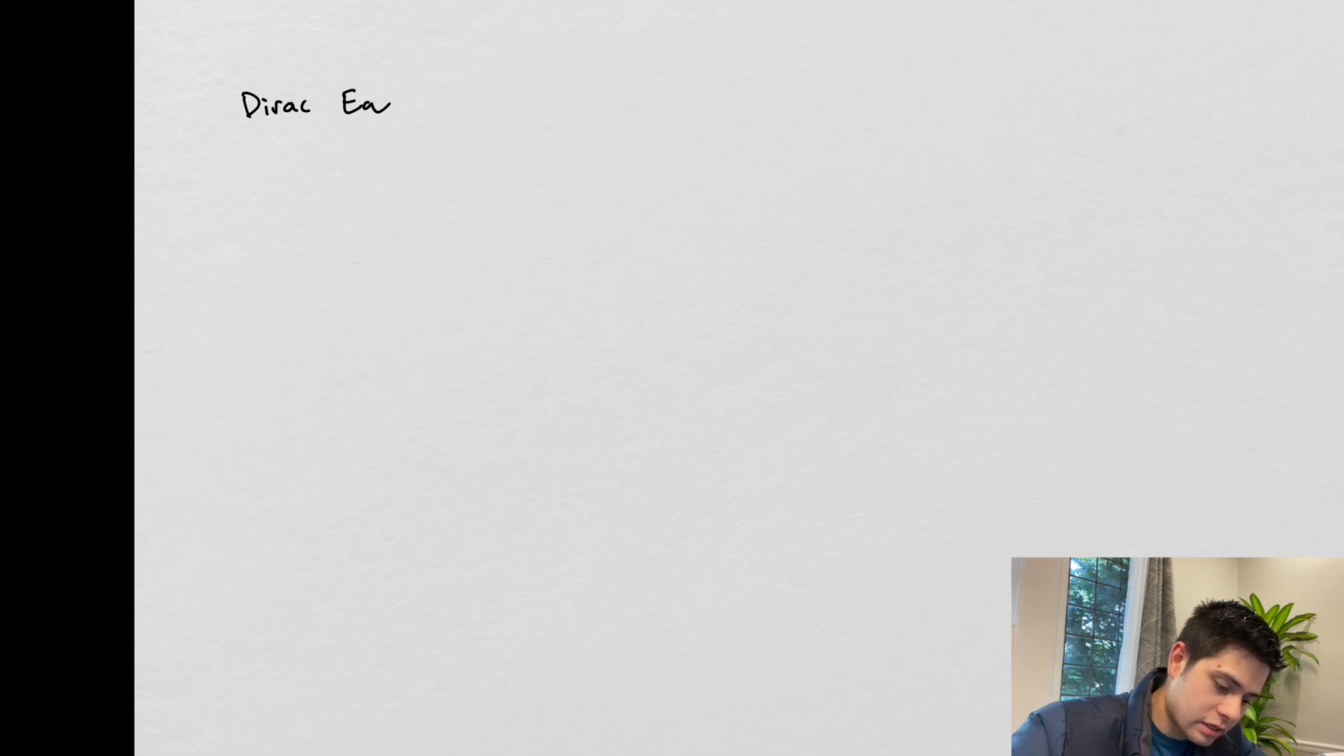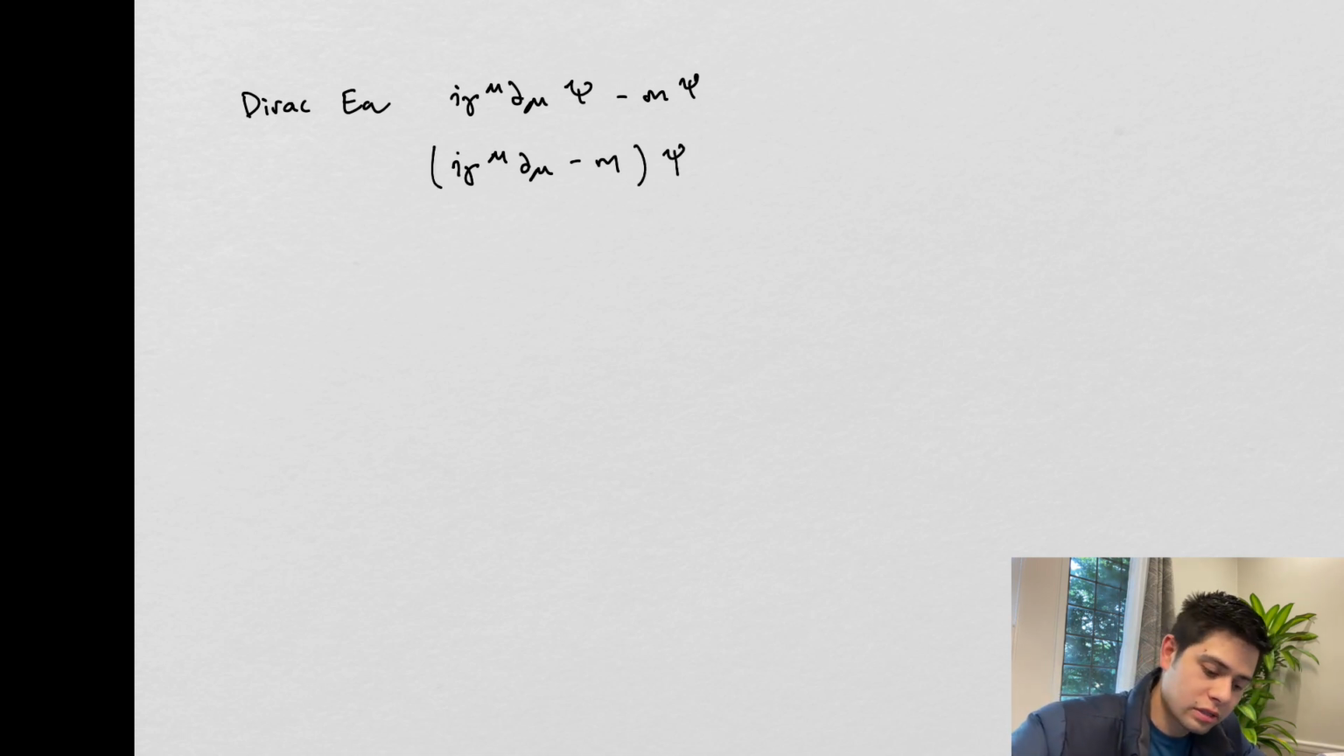The Dirac equation, again, is i gamma^mu d_mu psi minus m psi. This can be rewritten as (i gamma^mu d_mu minus m) times psi. We've done nothing, just bring the psi out. And so this becomes an operator. This is the Dirac operator. We usually denote it like this.